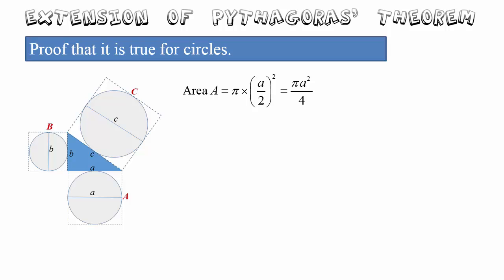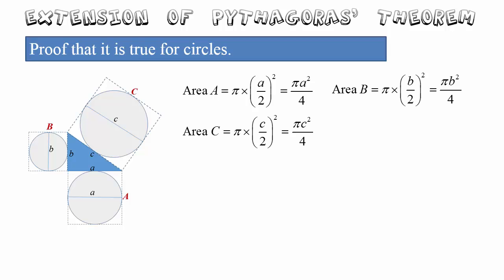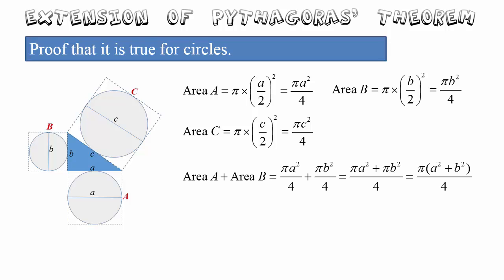The area of circle A will be pi r squared, where the radius is a half of A, and the area comes out to be pi A squared over 4. Similarly, we can do the same thing to work out the area of B, which comes out to be pi B squared on 4, and area C will be pi C squared on 4. We can now add the two areas, area A plus area B, and when simplified gives us, as we have on the right hand side, pi bracket A squared plus B squared over 4.